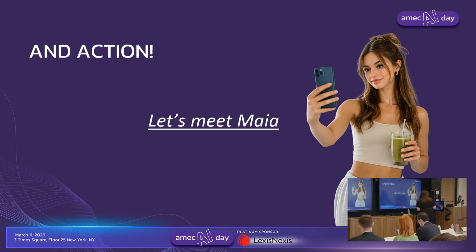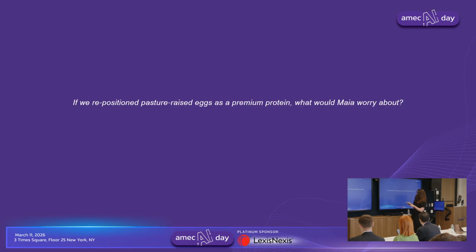So let's test her. Okay, this is the participation part. Let's say we were to reposition pasture-raised eggs as a premium protein to Maya. Can someone help me out and suggest what you think she might worry about or what she might think or say? That's good. All right, maybe a little price conscious. Organic. Okay. She's a fit girl, so maybe she's worried about her gains, what the actual nutritional value is, right?